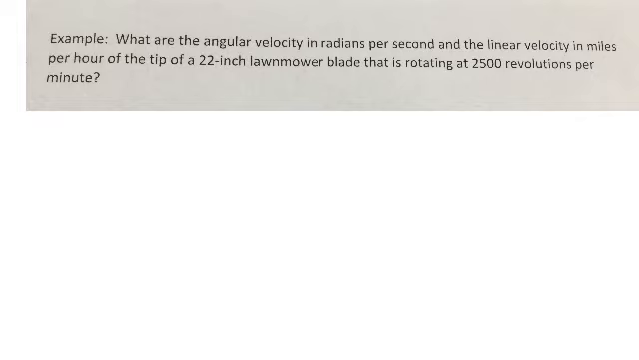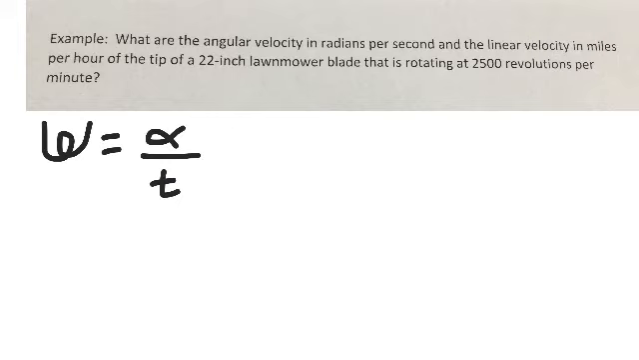Okay, so first we're going to find the angular velocity. So the angular velocity is equal to the angle alpha in radians over the time. Okay, and the things I know is that the radius is 22 inches. And I know that it has done 2,500 revolutions.